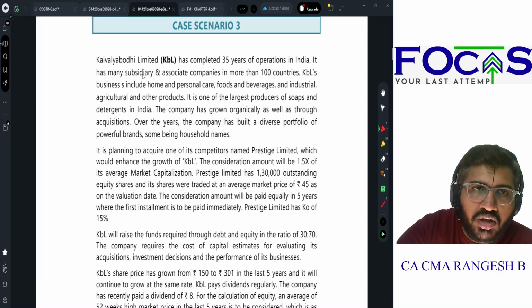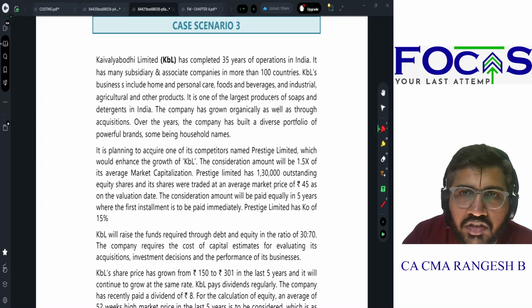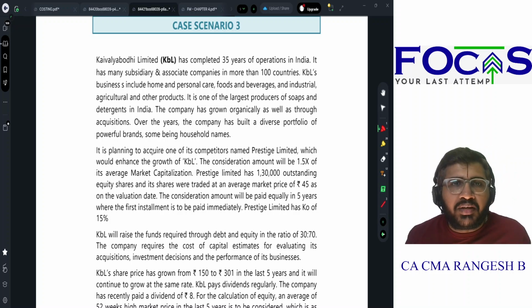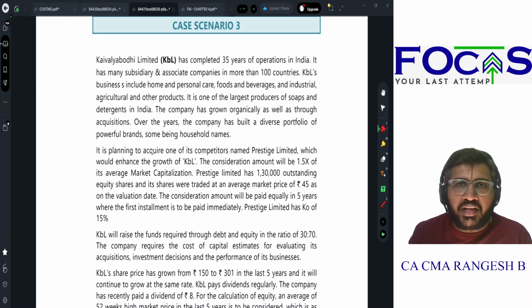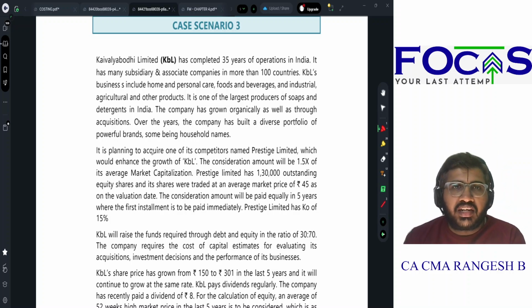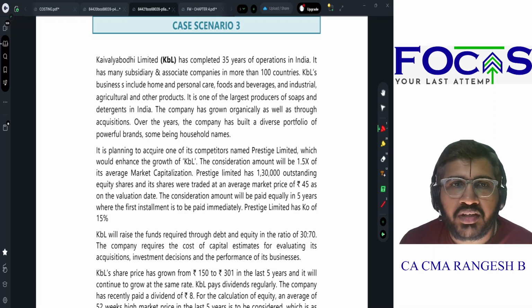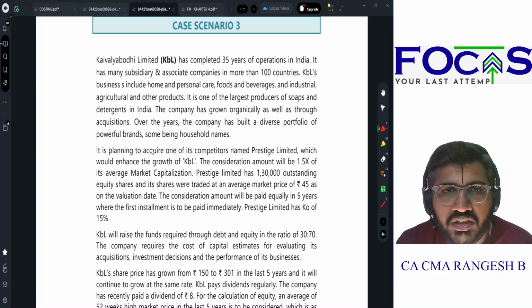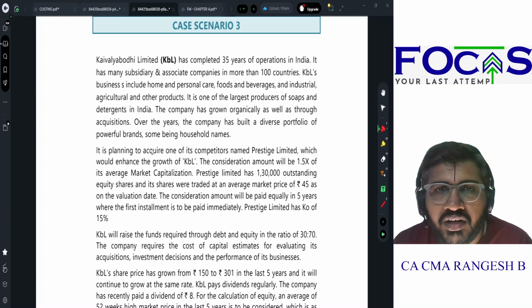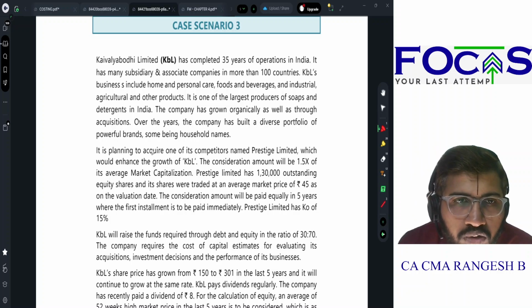Let us start case scenario 3. Kaivalya Bodhi Limited has completed 35 years of operations in India. It has many subsidiary and associate companies in more than 100 countries. Its business includes home and personal care, food and beverages, and industrial and agricultural products. It is one of the largest producers of soaps and detergents in India. It has grown organically as well as through acquisitions. Over the years, it has built a diverse portfolio of powerful brands being household names.